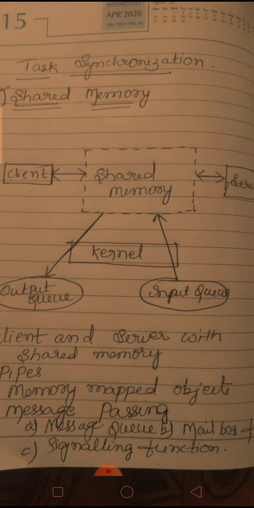What are the features of the message passing scheme? Simplicity, uniform semantics, that is local communication and remote communication, efficiency, security and portability. The last methodology of task communication is message queues. These are certain techniques.